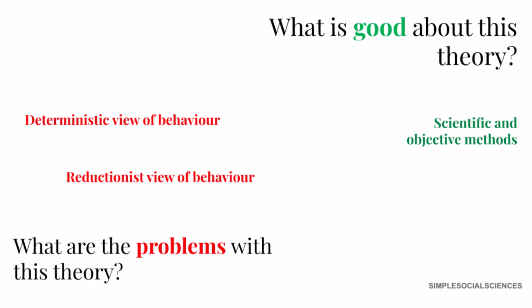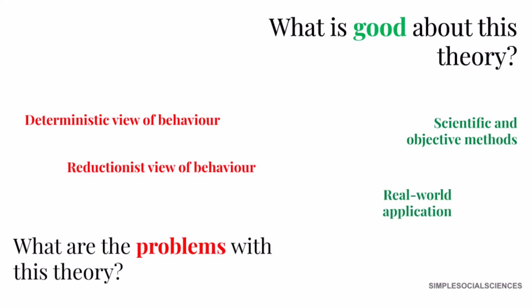Another problem with the biological approach is that it is reductionist. This is because it reduces complex behaviour down to simplistic explanations such as the action of genes. This is a problem because we cannot fully understand a behaviour without taking into account cognitive and other environmental factors which all have an influence on behaviour. Therefore, the biological approach offers an incomplete explanation, reducing its credibility to explain human behaviour.